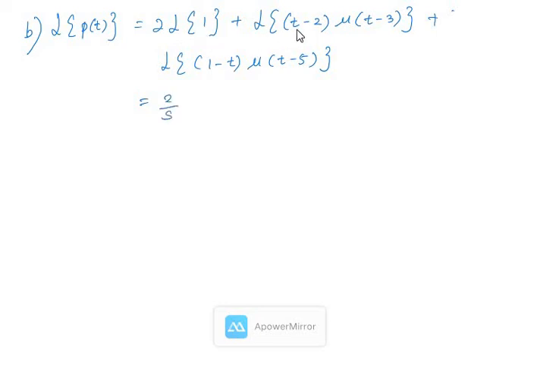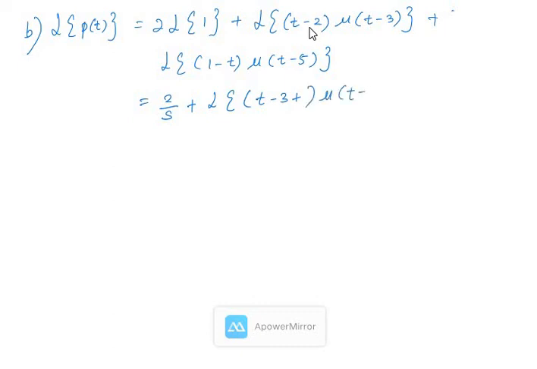In this question, 2 times the Laplace transform of 1 gives 2 over s. And then the Laplace transform of (t minus 2) u(t minus 3). Again, we need to make them the same. For example, the step is t minus 3, so here we also need to make it t minus 3. We can do it like this: the Laplace transform of (t minus 3), and then to get t minus 2, the same value, we need to add 1. So t minus 3 plus 1 still remains t minus 2.